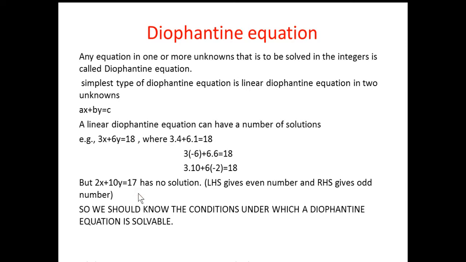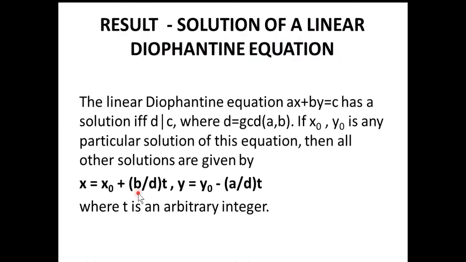So a Diophantine equation may have a solution, or may not have a solution, or it may have more than one solution. That means you should know the conditions under which a Diophantine equation is solvable. So let us see this result. A linear Diophantine equation ax plus by is equal to c has a solution if and only if d divides c, where d is the GCD of a and b. If x naught, y naught is any particular solution of the given equation, then the other solutions are given by x is equal to x naught plus b by d into t, y is equal to y naught minus a by d into t. Here t is any arbitrary integer.